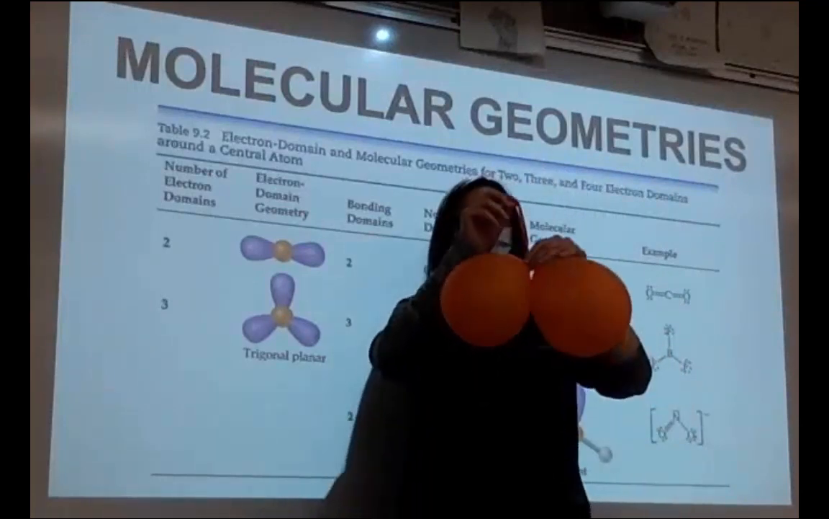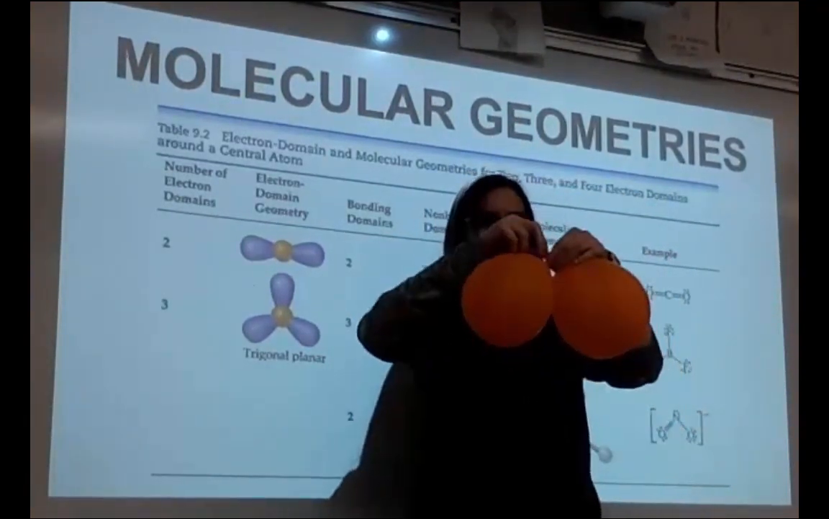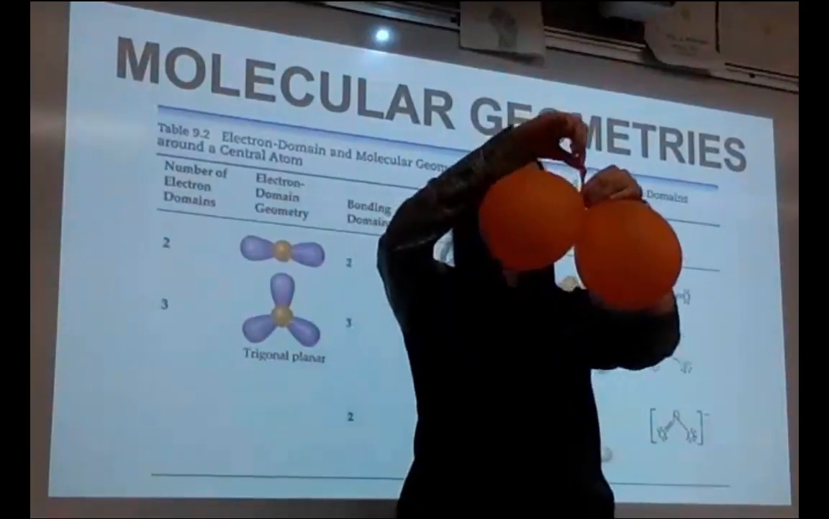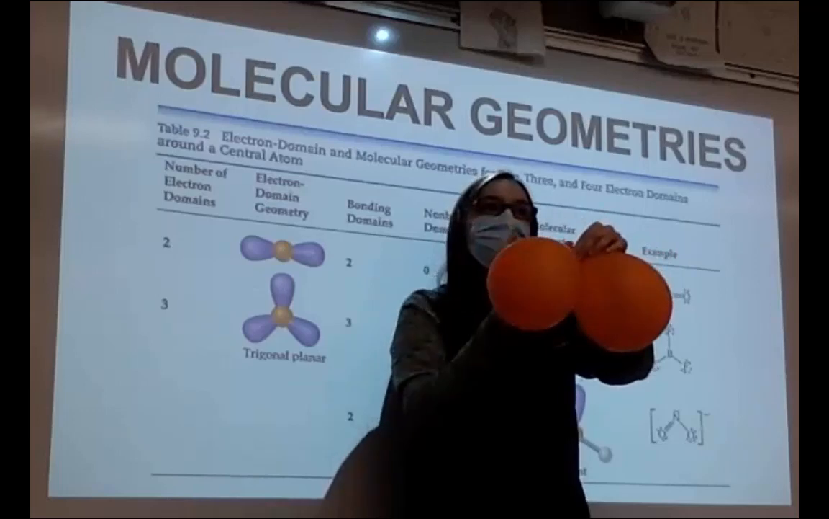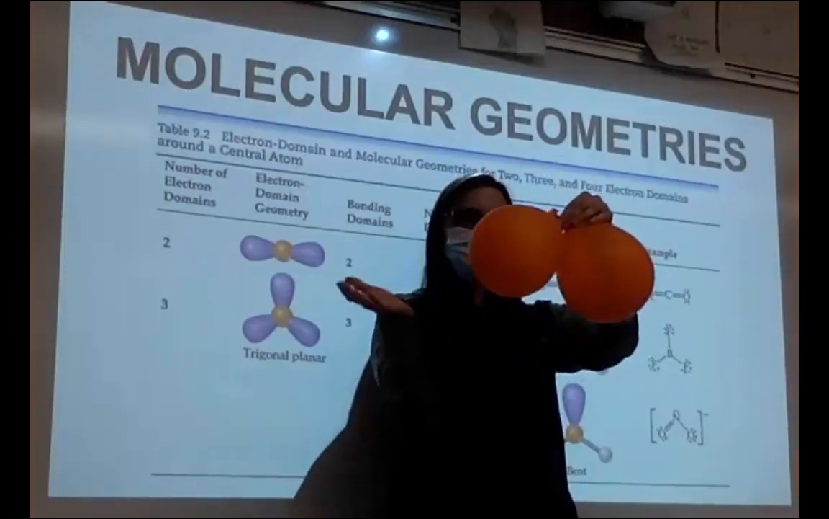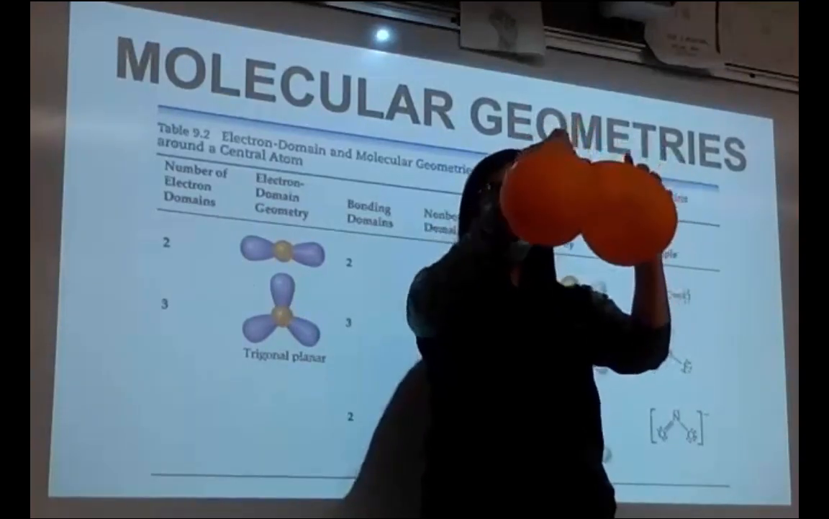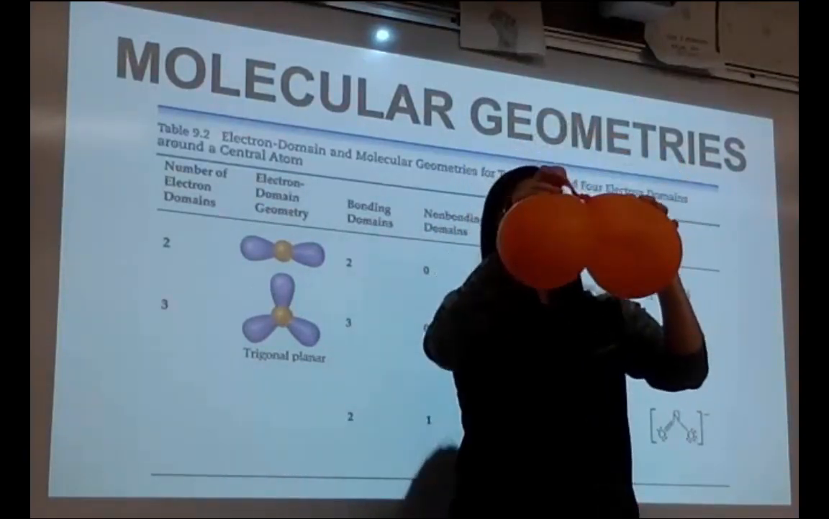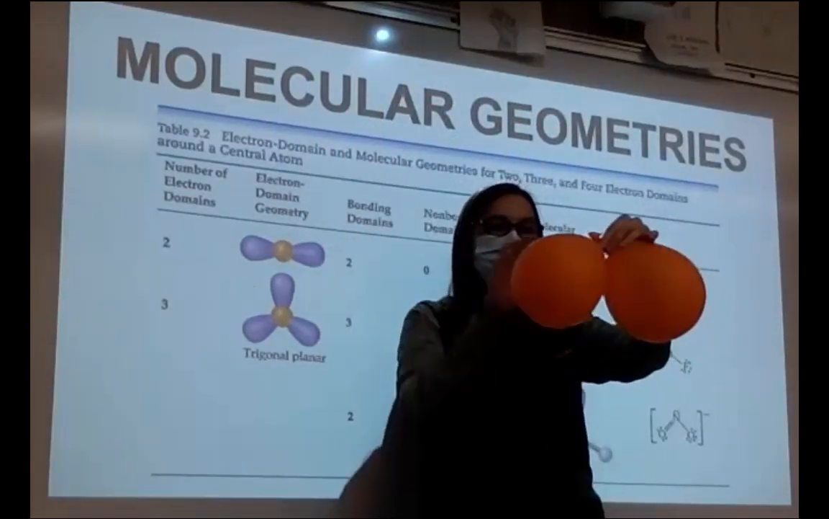So, now I turned an atom into a lone pair. So every time I pop a balloon, it becomes a lone pair. So now instead of having a molecular geometry of trigonal planar, we've changed it because lone pairs are going to push the bonded atoms together. Lone pairs want to repel everything around it.